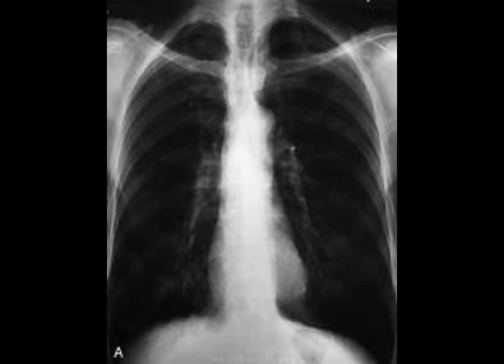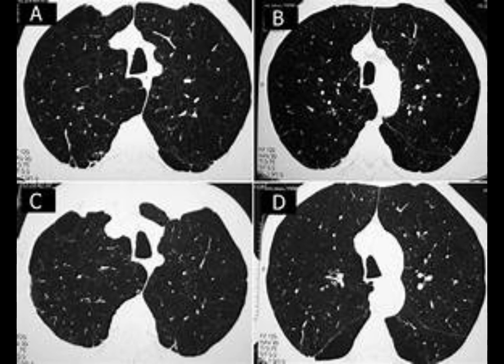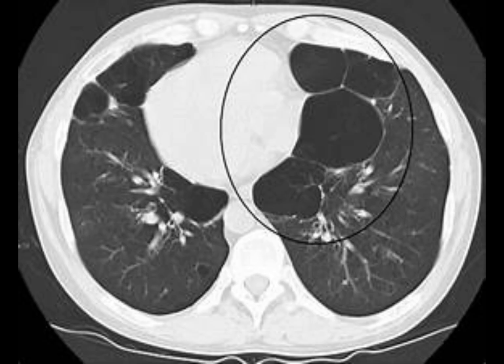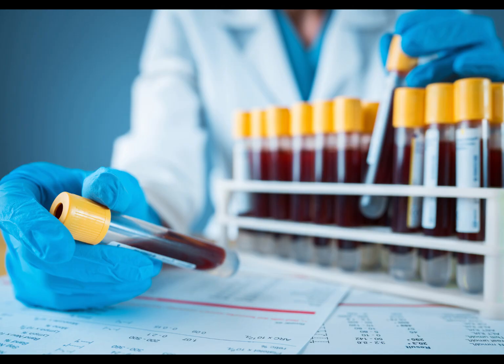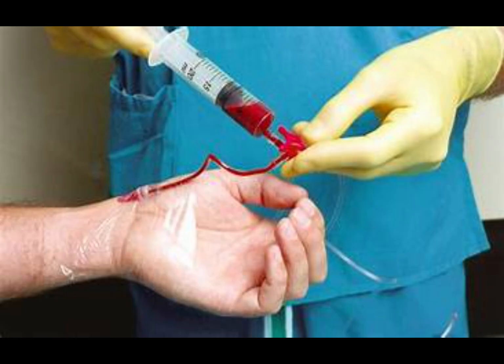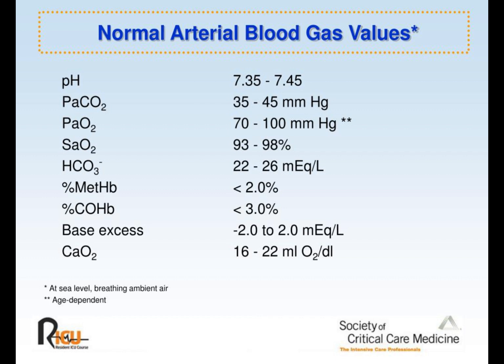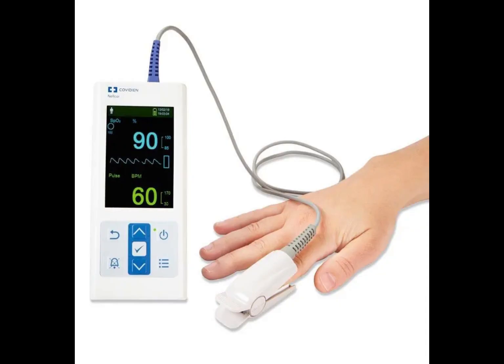lung damage or emphysema. CT scan. A more detailed imaging tool than X-rays, it can show the extent of lung damage and emphysema. Blood tests. Blood gases may be analyzed to check oxygen and carbon dioxide levels in the blood. It helps evaluate the severity of the disease. Pulse oximetry. A simple test to measure the oxygen saturation level in the blood.